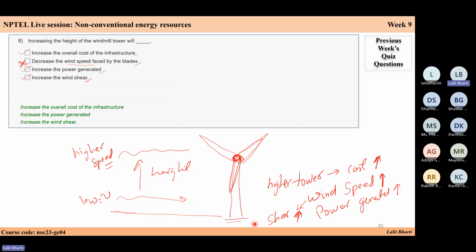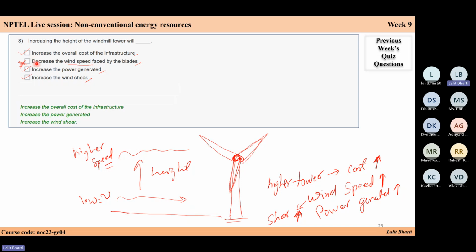Your base size, where you will be putting it, should be strong enough to keep it safe in case of higher winds and rough weather. So overall cost will be much higher and it will increase with the height of the windmill.